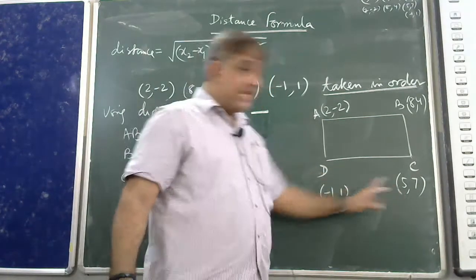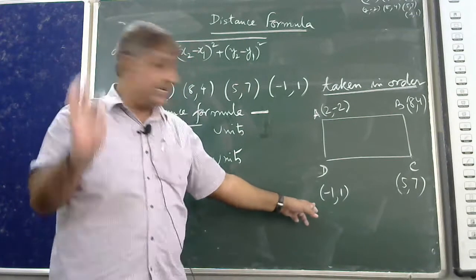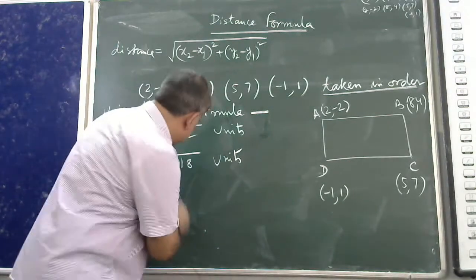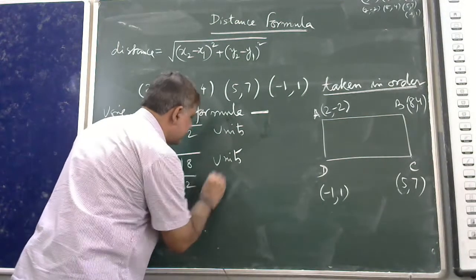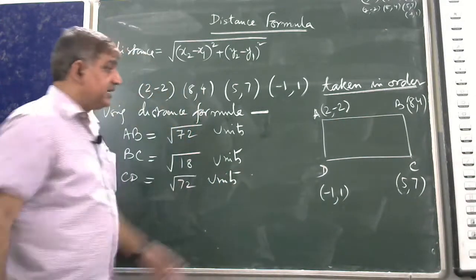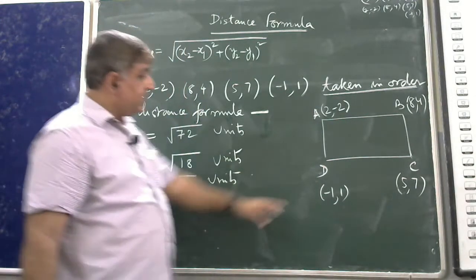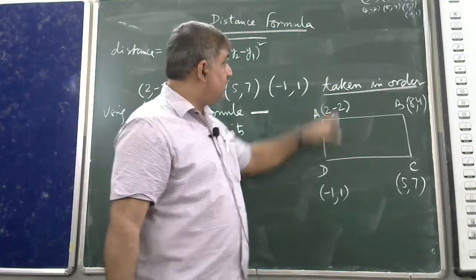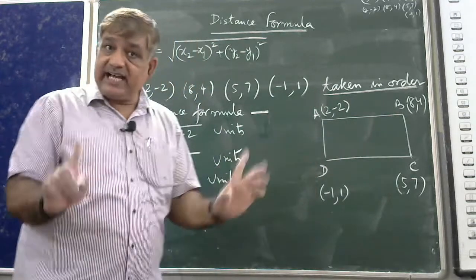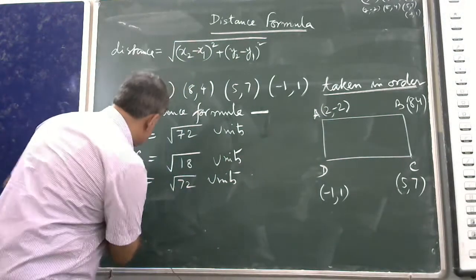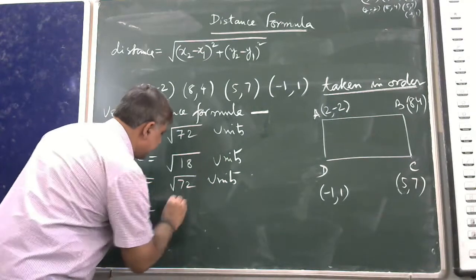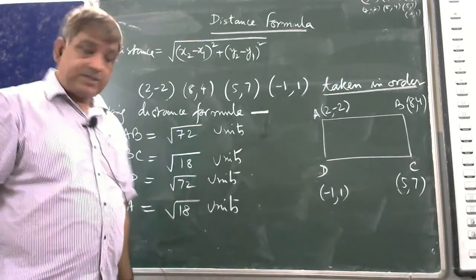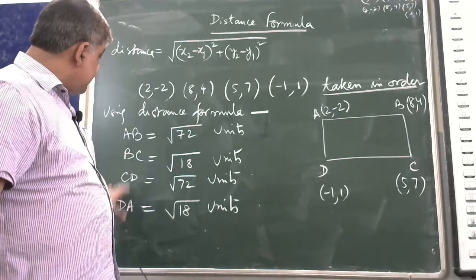Again, calculate this one, CD. How to get the length of CD? That is 5 plus 1, that is 6, 6 whole square, 36, 7 minus 1, so 6 whole square, 36, so it becomes root 72 units. Again, calculate DA. Minus 1 minus 2, that is minus 3, square, 9, again 1 plus 2, that is 3, square, 9, 9 plus 9, 18, so DA is equal to root 18 units. So, AB, BC, CD, DA, we have calculated.